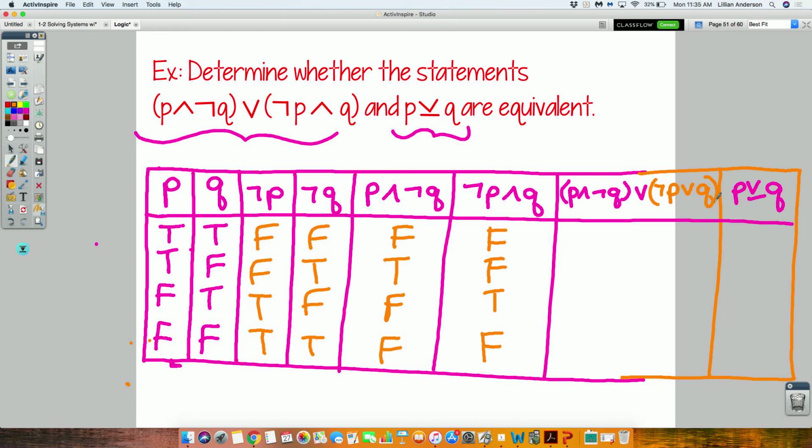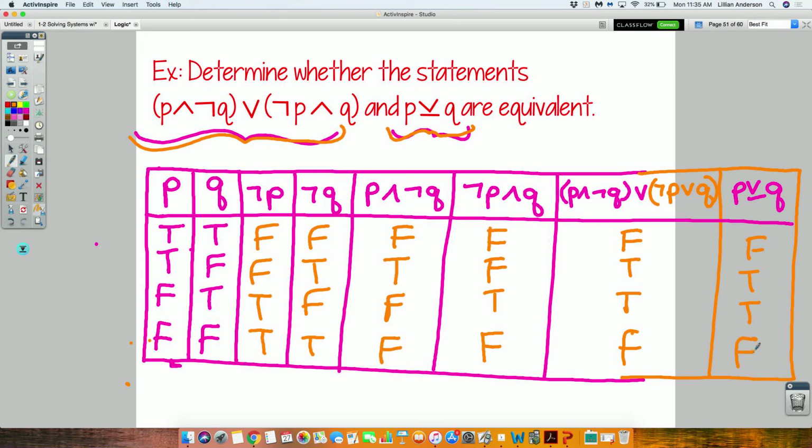With the inclusive or, false, false. True, false. False, true. False, false. Okay. So that was for this one here. I have the truth table for that. Now I'm going to figure out the column for the exclusive or with P and Q. So true, true. False. True, false. True. False, true. True. False, false.